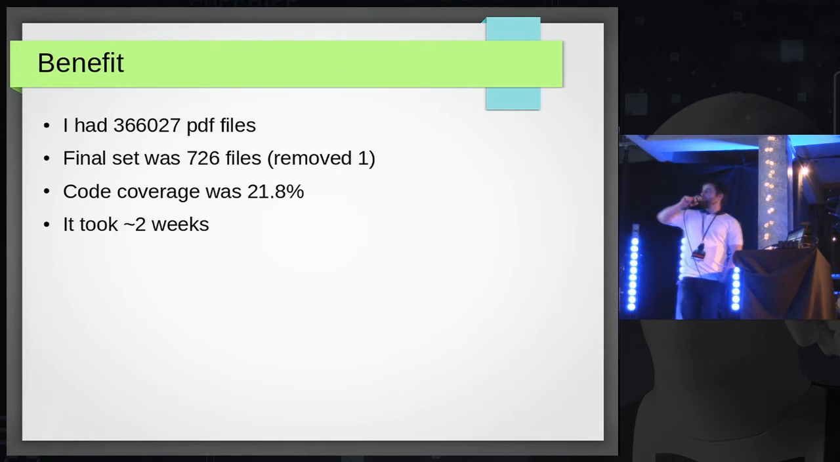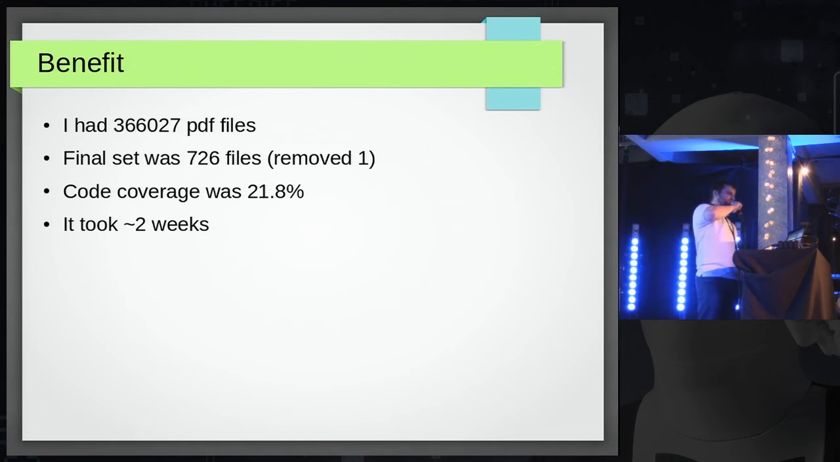So, what was the benefit? I had 366,000 PDF files. At the end of the analysis, I had 726 files that covered the same functionality as 366,000 files. So I was covering the same functionality as I would have when fuzzing 366,000, but I was actually fuzzing only 726.